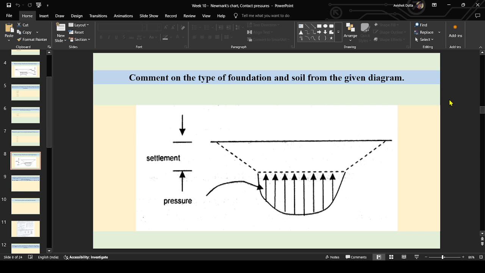A similar question like the last one. Comment on the type of foundation and soil from the given diagram. You have to tell from this diagram what is the type of foundation, type of footing, and what is the type of soil. You have the settlement given over here in the diagram and the variation of the contact pressure from the edges or the corner to the middle center of the footing.